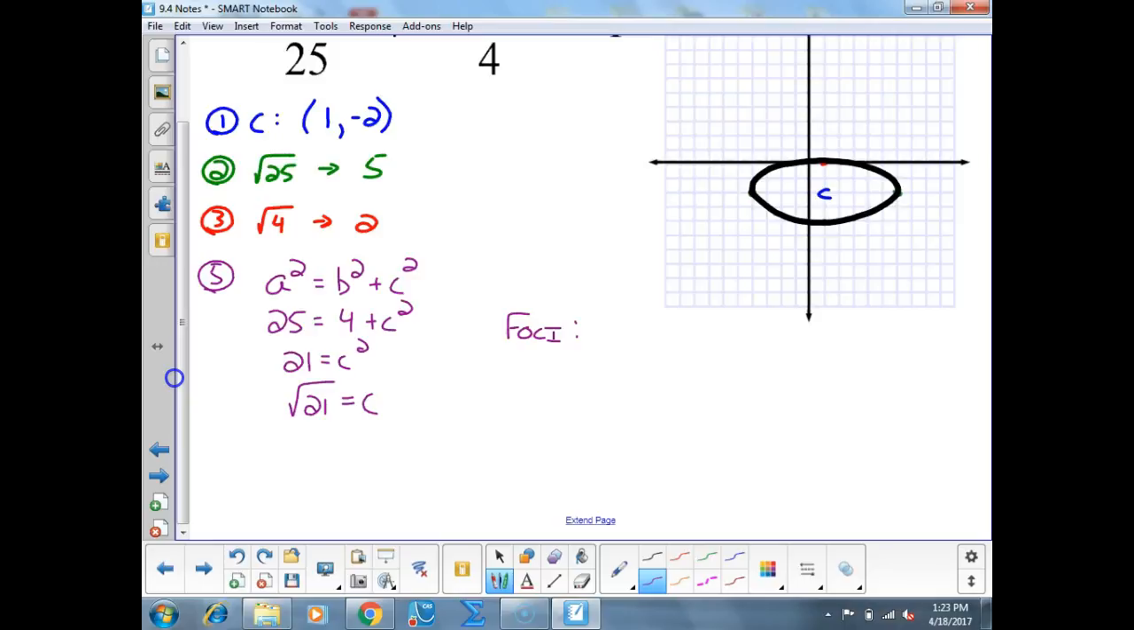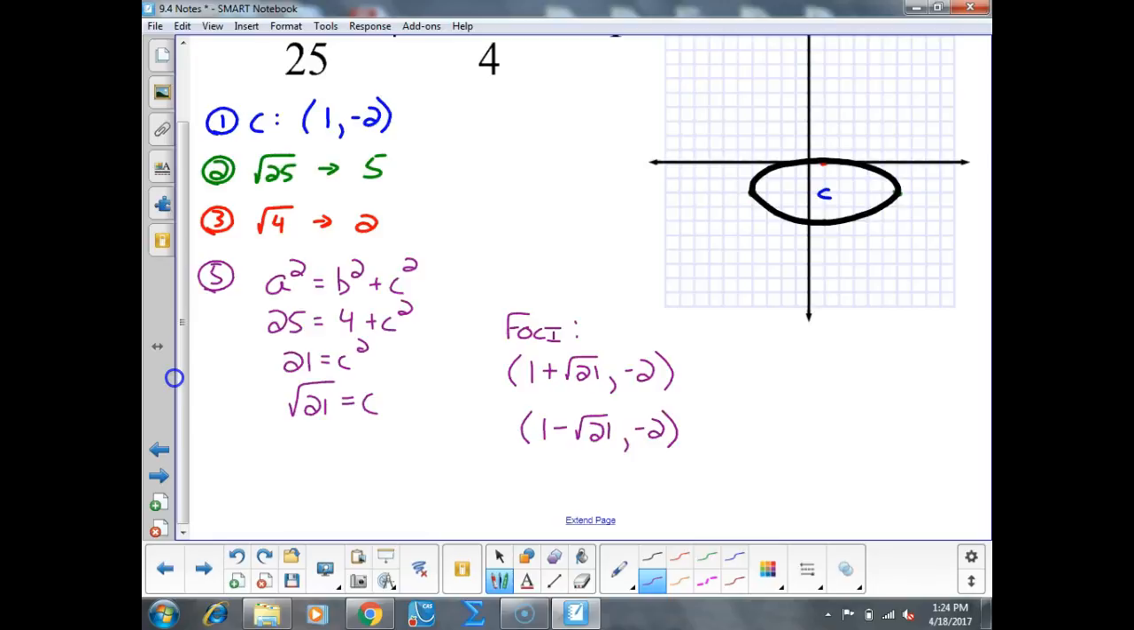Where are my foci? 1, -2... no. One of them is at 1 plus the square root of 21, comma -2. Where's the other one? The other one is at 1 minus the square root of 21, comma -2.